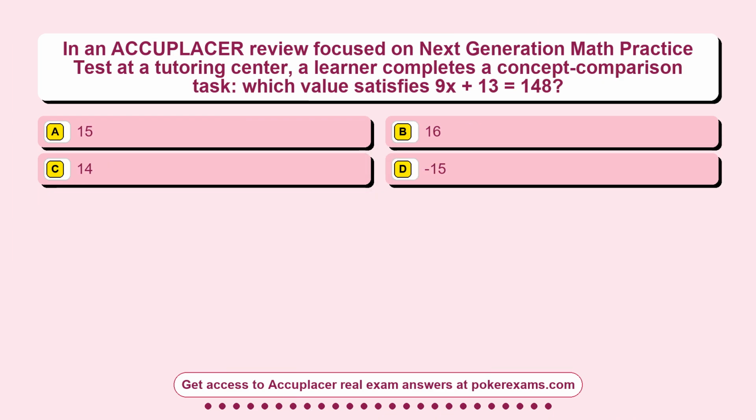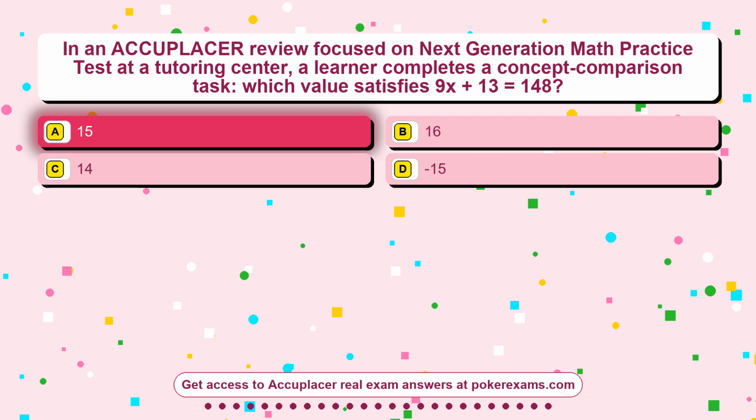Question 3. In an Accuplacer review focused on next generation math practice test at a tutoring center, a learner completes a concept-comparison task. Which value satisfies 9x + 13 = 148? Option A, 15. Option B, 16. Option C, 14. Option D, -15.